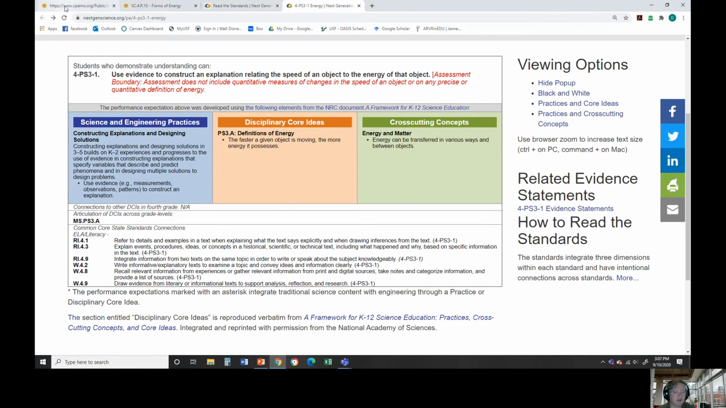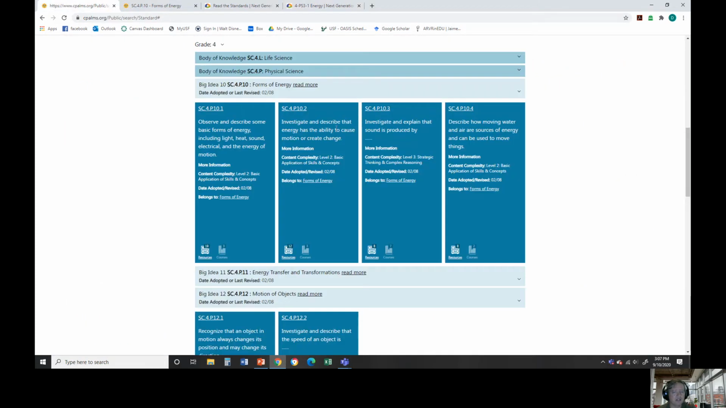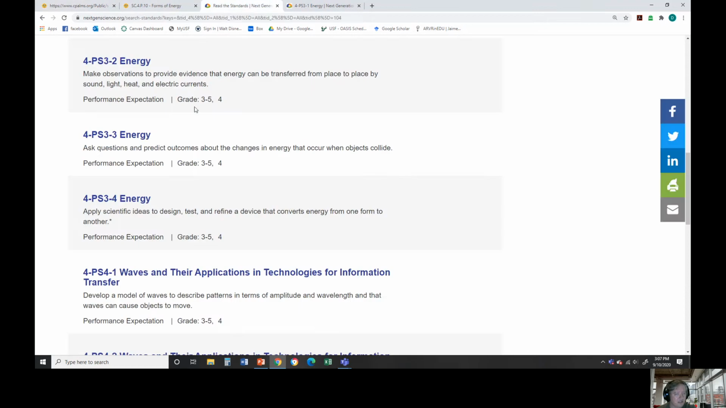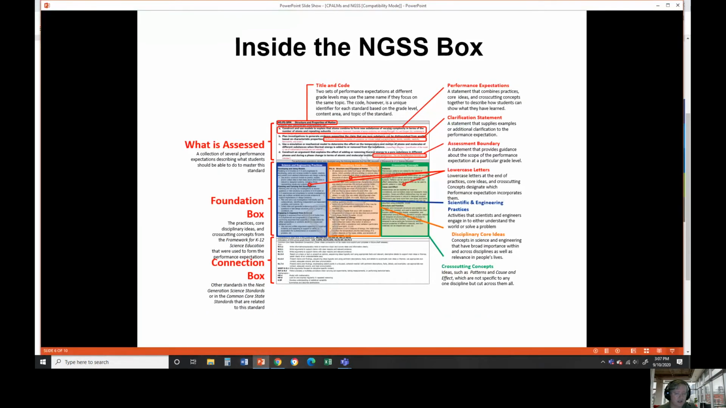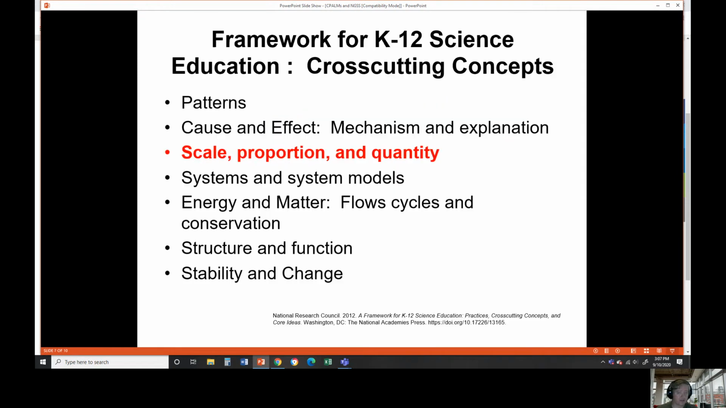Well, if I look back to the Florida standards, investigate and describe that energy has the ability. Here we're saying use evidence to construct an explanation. So the wording might be slightly different, but it does take on a different meaning. And there is that you have to use the evidence and you need to construct that explanation. This is what you need to do. So you can see here our connections, our cross-cutting concepts, core ideas, processes. And so we get a little bit of an idea as to how the NGSS is typically going to be laid out if you're looking at things.